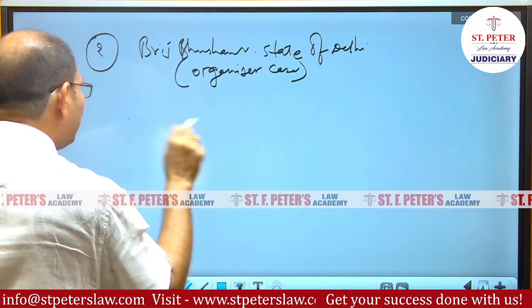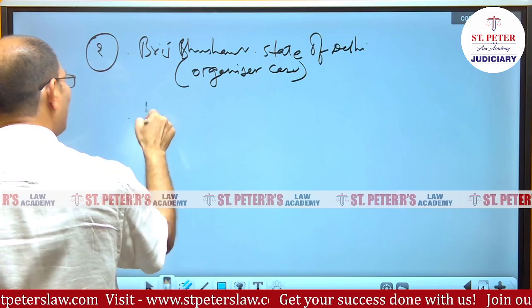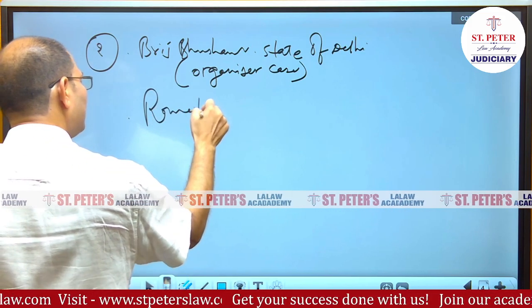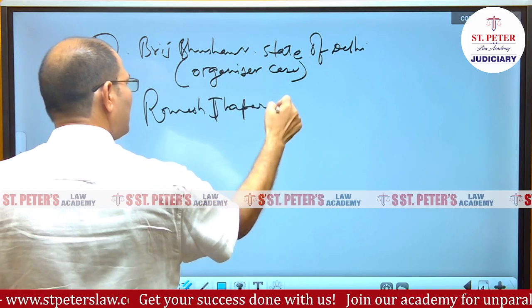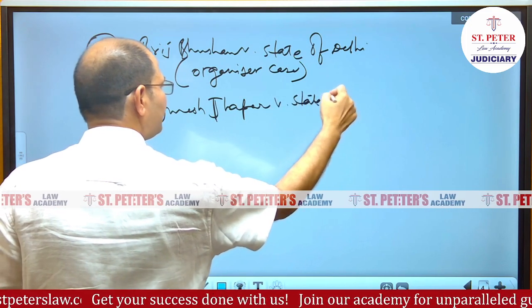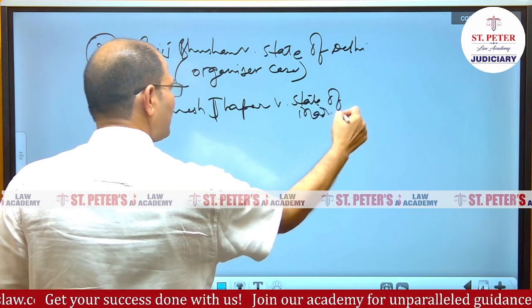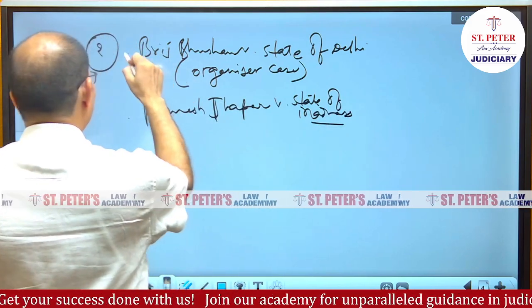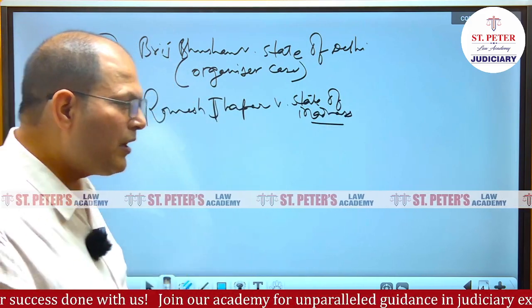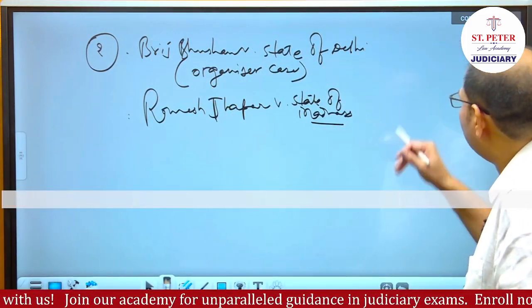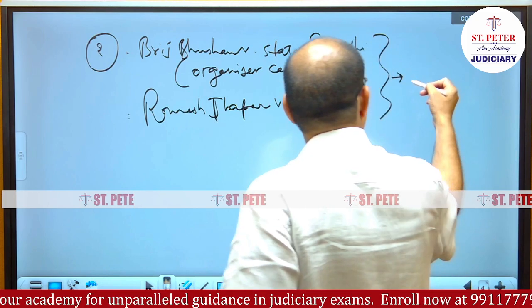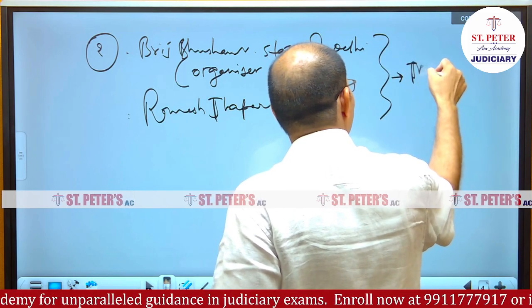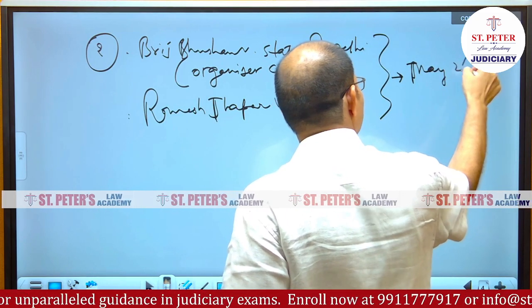And in the same spirit was one Romesh Thapar versus State of Madras case. These two cases were being heard by the Supreme Court concurrently, means one at the same time, and the judgment in these two cases came to be pronounced on May 26th, 1950.